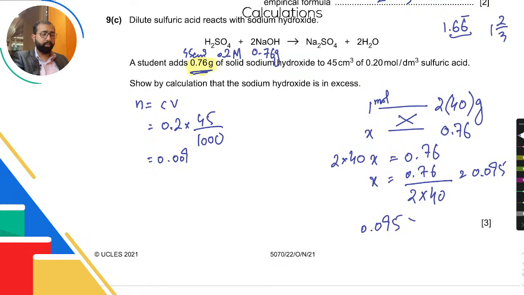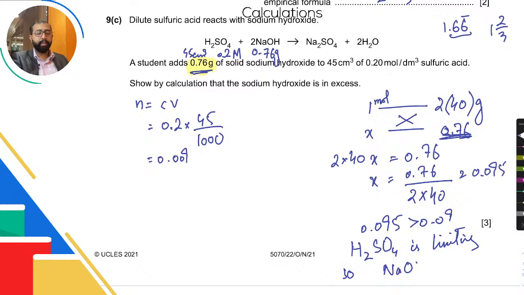0.095 is more than 0.09. You have less than you need, right? You have less sulfuric acid than you need to completely react with 0.76 grams of sodium hydroxide. So this is limiting. So H2SO4 is limiting. So that implies sodium hydroxide is in excess. You have to mention that.